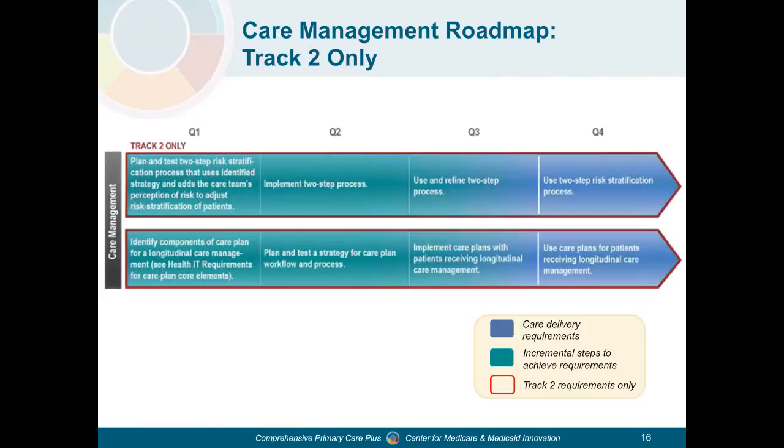Your practice can start at the stage appropriate to its own needs and resources. As a Track 2 example, before you can use a care plan to support the needs in management of chronic conditions, you might want to first identify what care planning tools are available in your EHR and test a strategy for integrating care plan development into patient workflow, and then implement the strategy. By the end of 2017, you should have fulfilled and even moved beyond the care delivery requirements and be ready to advance to the next step of redesign. Now let's hear from Amy and our practices to get the in-practice experience about implementing care management.